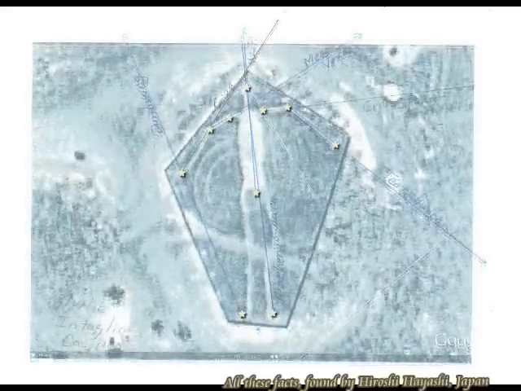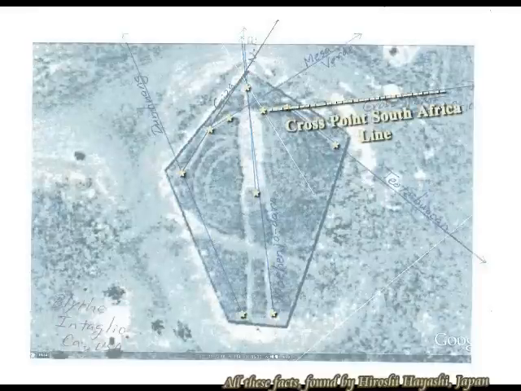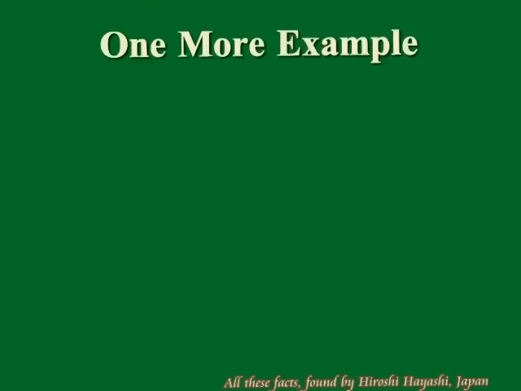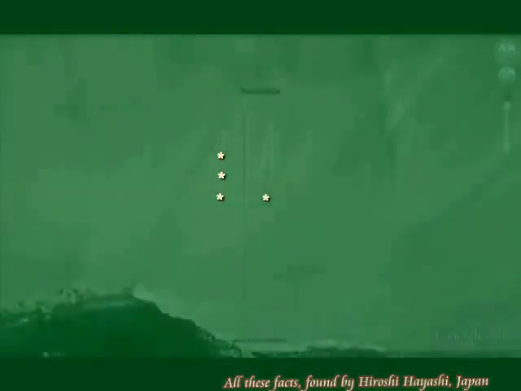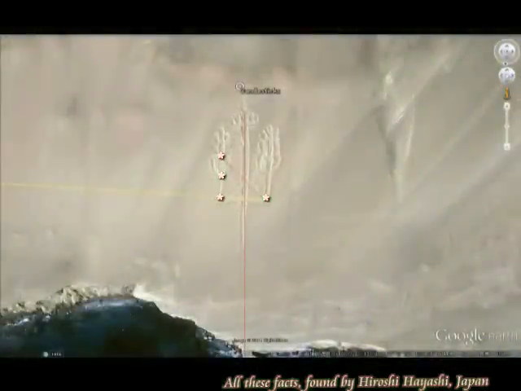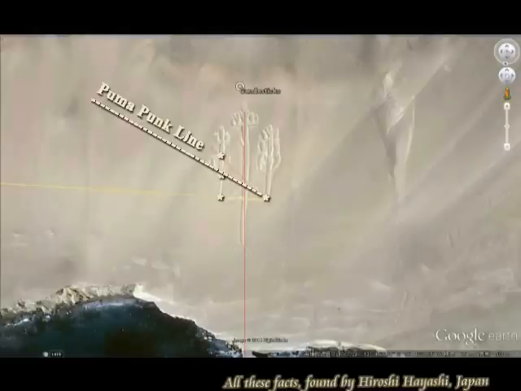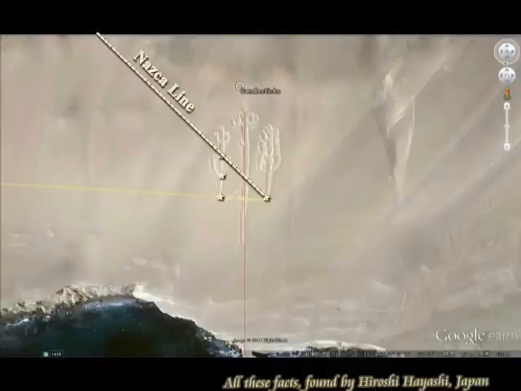Giza, Egypt. Cross point South Africa is a point I found. It's a very important major foothold for aliens, and cross point South Africa. One more example is here, a very simple one. Great Candlestick in Peru near Paracas. This line comes from Cusco line. This line comes from Puma Punku line, and this line will come from Nazca line.